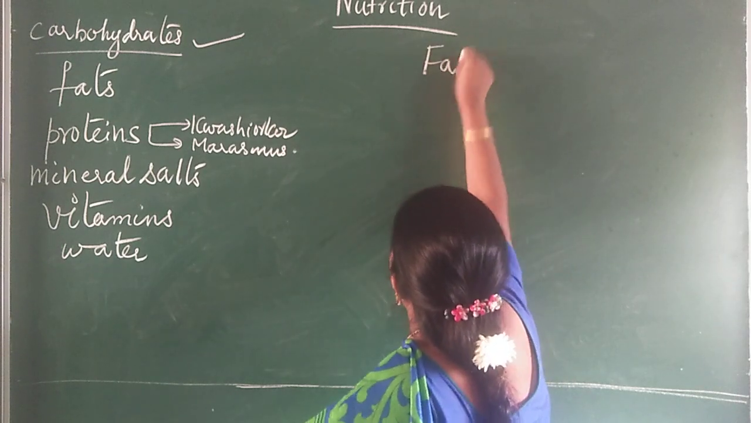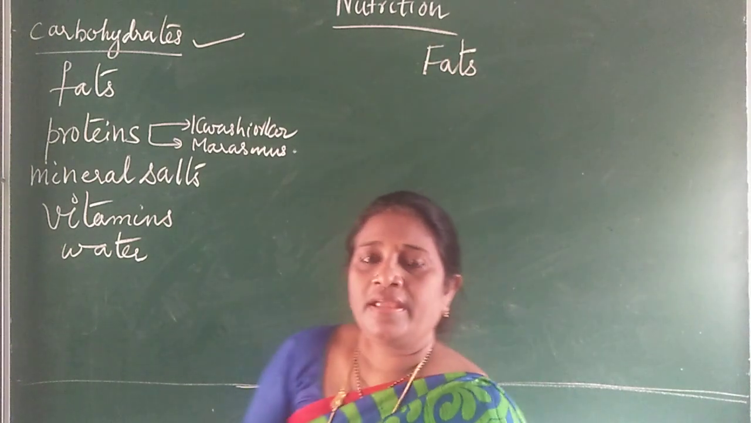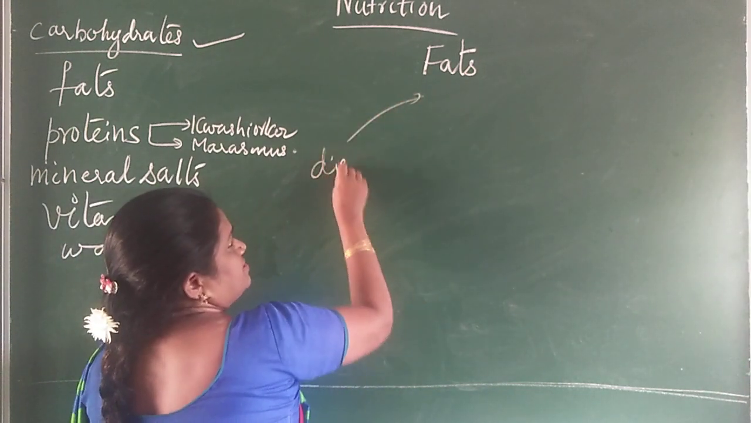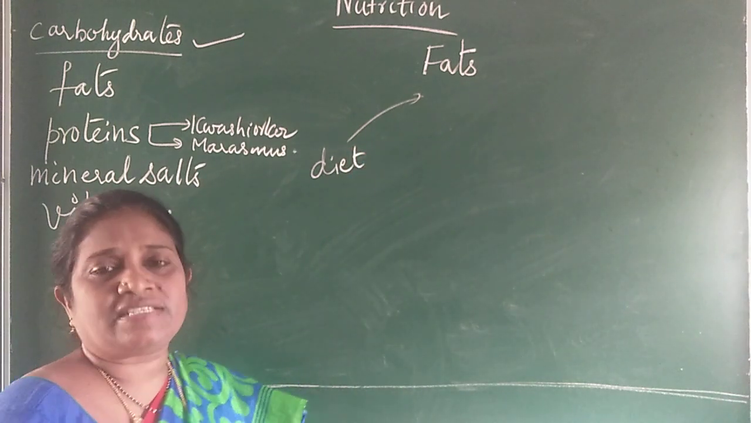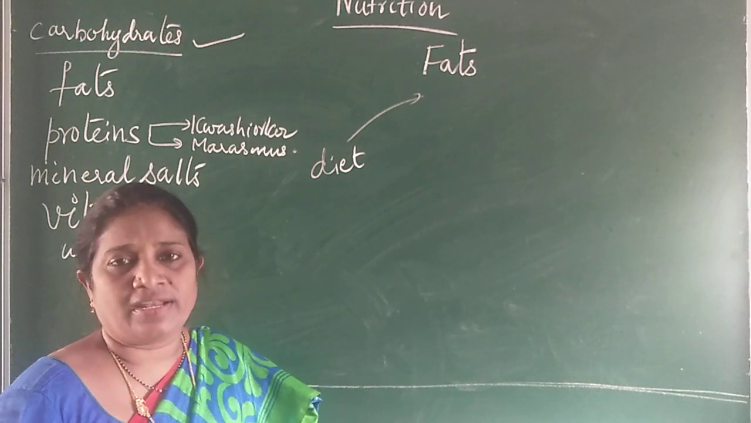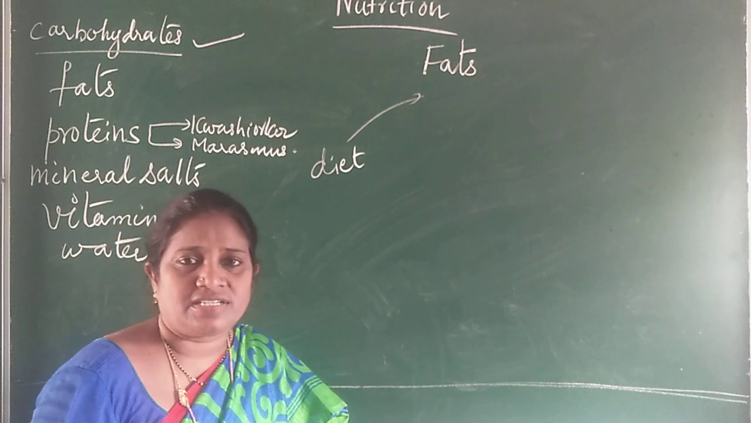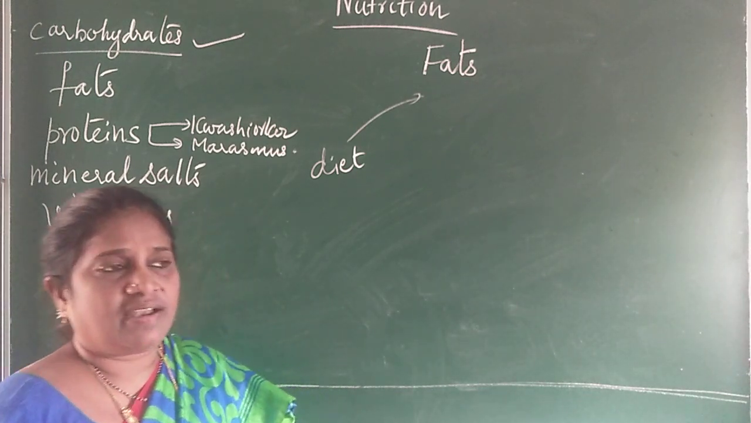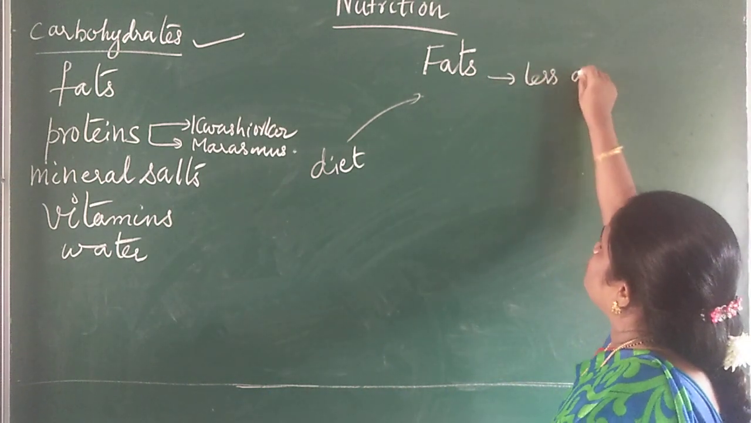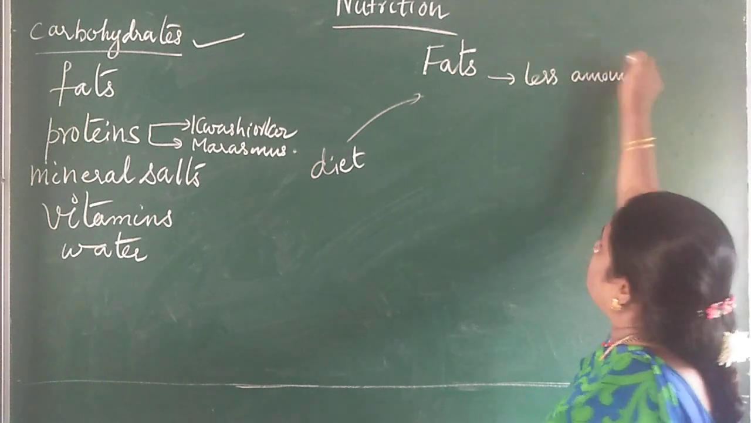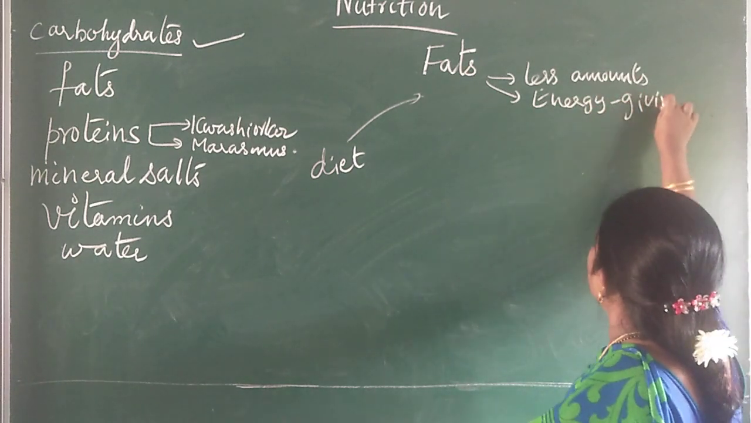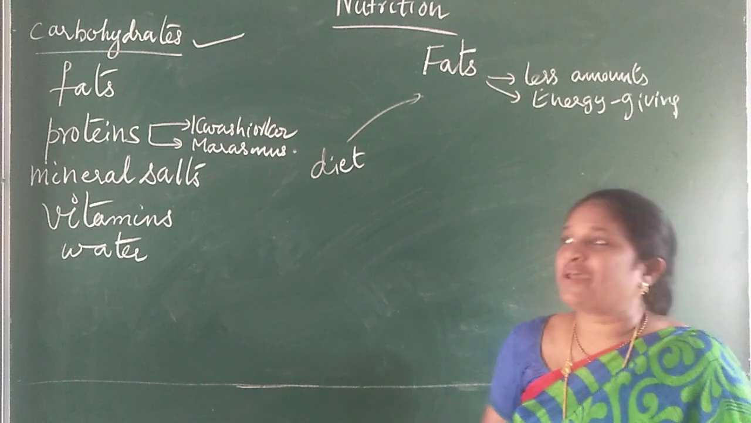So what are fats? In addition to carbohydrates, our diet also should contain fats. Children, fats are also essential nutrients which are required in less amount but they produce more energy. So these are also important constituents of our diet. Compared to carbohydrates, fats are taken in less amounts, and they are also energy giving foods, just like carbohydrates.